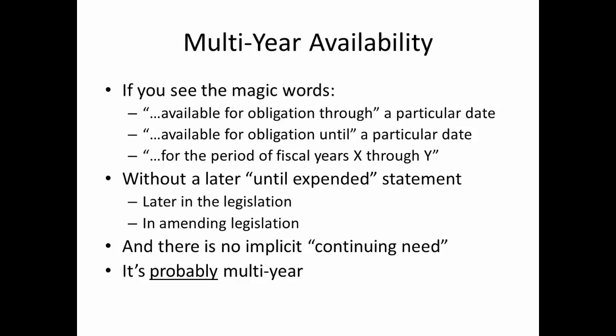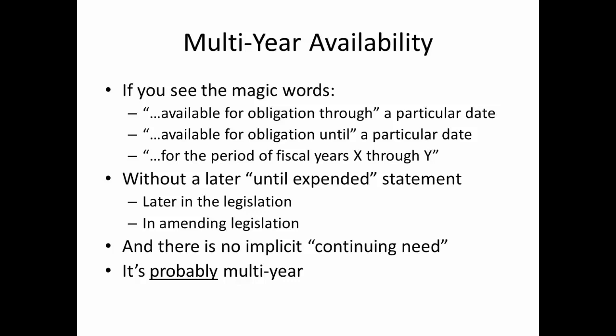It should be obvious by now that we have to read the language carefully to make sure there is no later statement of available until expended that would override any multi-year language. We also need to make sure no amendments have changed the availability, and we need to make sure there are no implicit programmatic reasons why, for example, administrative funds need to remain available until expended to cover a continuing need.